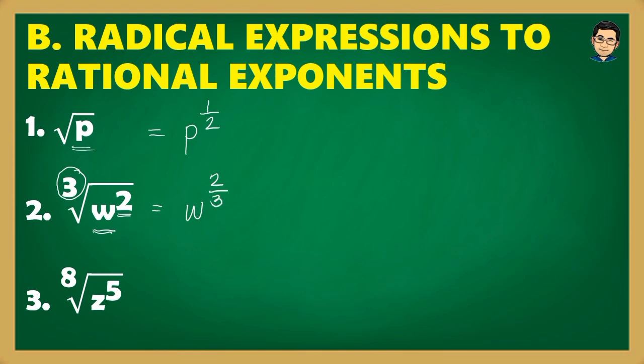Next, 8th root of z raised to the 5th power. So, 8th root, 8 is our index. And then z, ito yung radicand, and then 5, yun naman yung exponent or power nung radicand. So, susulat natin siya as z raised to 5 over 8. So, that is how you write radical expressions to rational exponents.